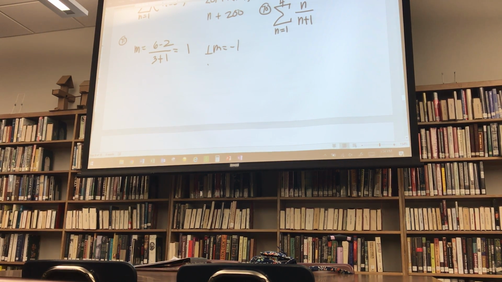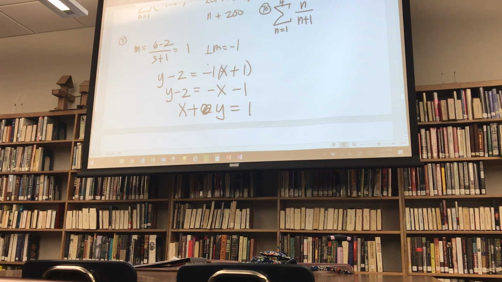And then I'm going to do standard form. I mean, point slope form. Y minus 2 is negative 1 times x plus 1. And if I want it in standard form, that's y minus 2 is negative x minus 1. So x plus y is 1. It's kind of boring, actually. Fix that for next year.